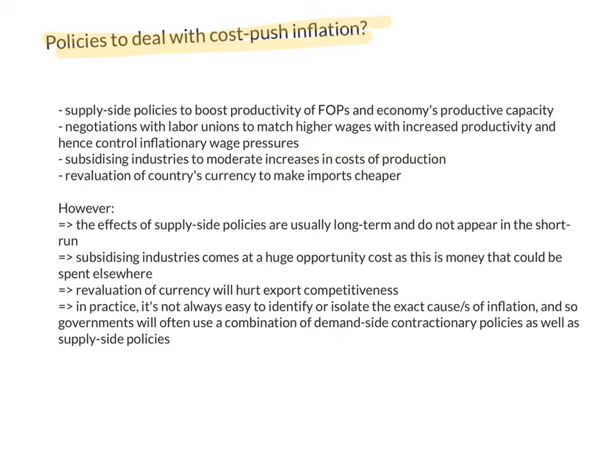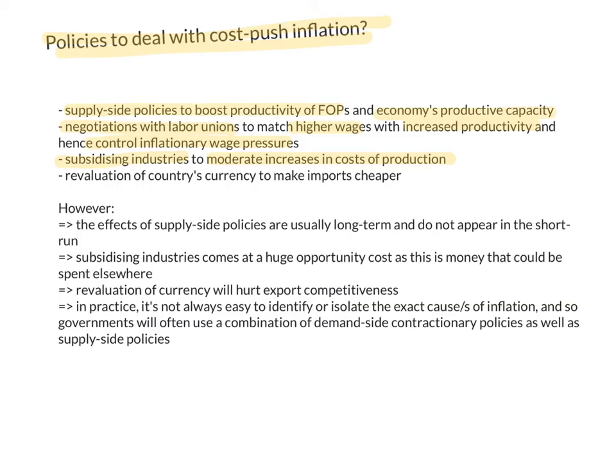So, the government uses supply-side policies. Remember, for demand-pull inflation, the government uses demand-side policies. For cost-push inflation, the government can adopt supply-side policies to boost the productivity of the factors of production and increase the economy's productive capacity. Maybe there could be negotiations with labor unions to match higher wages with increased productivity and therefore control inflationary wage pressures. The government could also subsidize industries to moderate the increases in the costs of production. So industries that are facing really high rises in the costs of production, the government could subsidize them.